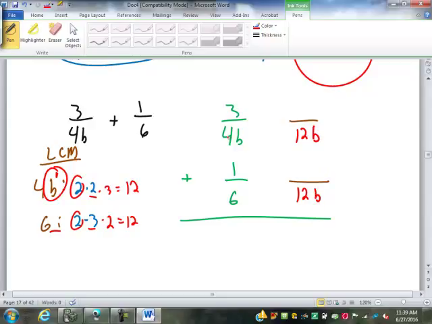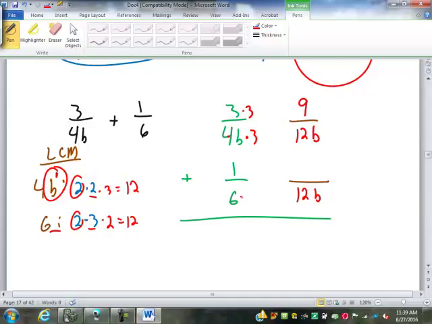So here, I have to turn the 4 into a 12, so I'm going to multiply by 3. Do I have to change the variable at all? No, it's already a b. So the only thing I have to multiply by is 3. 3 times 3 is 9. That becomes 9 over 12b.